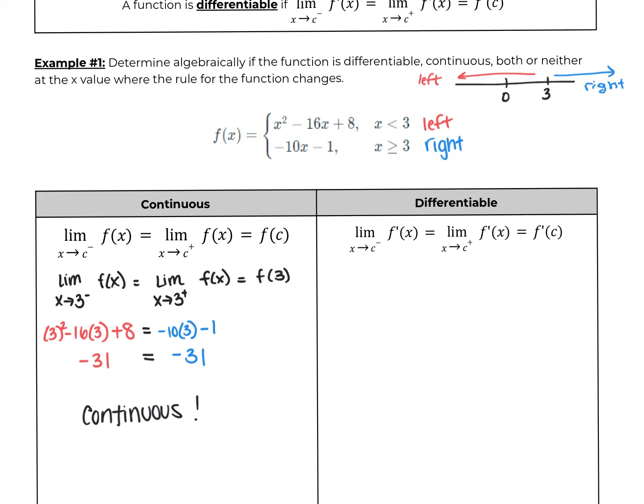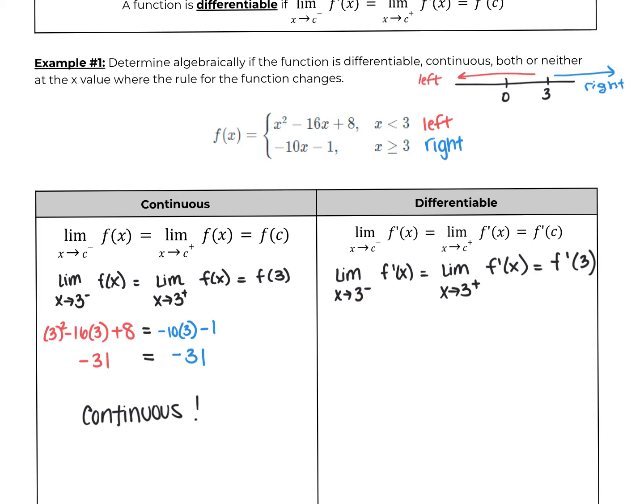So now to prove differentiability. We need to prove that the limit as x approaches 3 from the left of f prime of x must equal the limit as x approaches 3 from the right of f prime of x must equal f prime of 3. In order to actually plug in a limit, we need to first calculate the derivative, or f prime. Notice in this function, we needed f of x. In this function, we need f prime, but from the left function. So here is my left function.